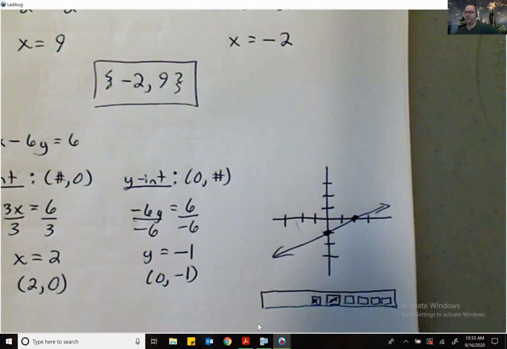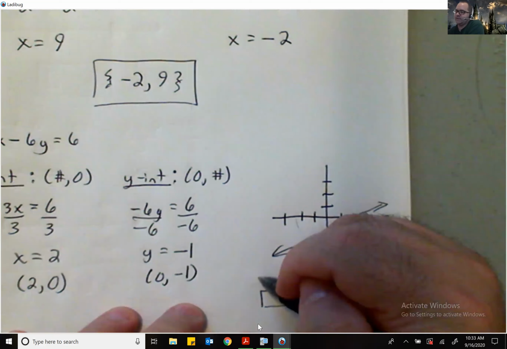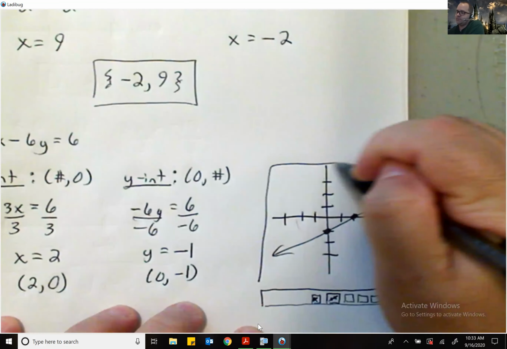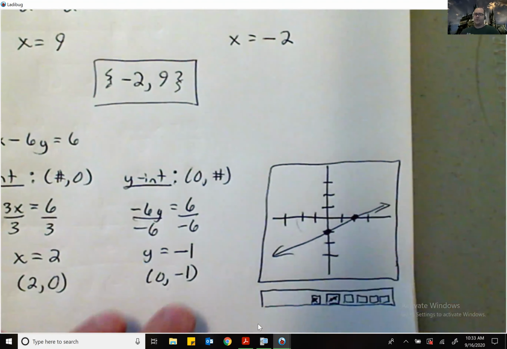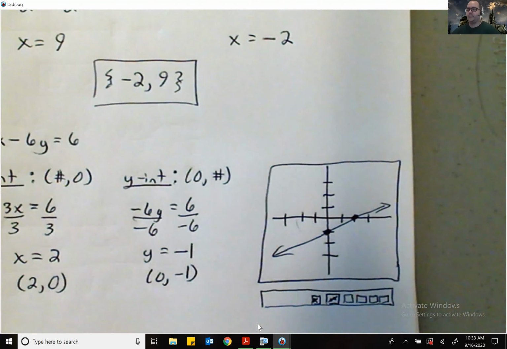Any questions about number 4? That is the correct graph. Okay? Yes. Good. I'm glad you all agree. All right.